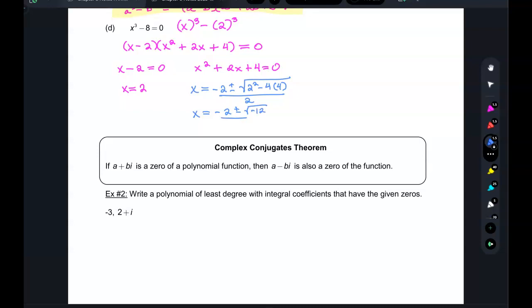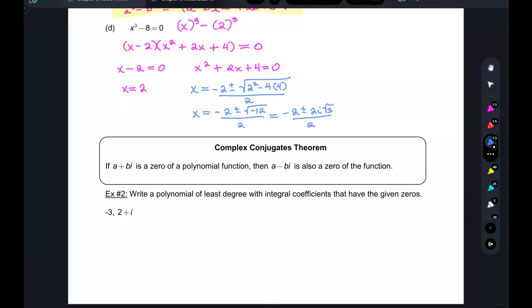How would we simplify negative 12 under the radical? 2 radical 3i. 2i radical 3. Good. So negative 2 plus or minus 2i root 3. Is it negative? Oh, yeah. Turn it to negative 1.